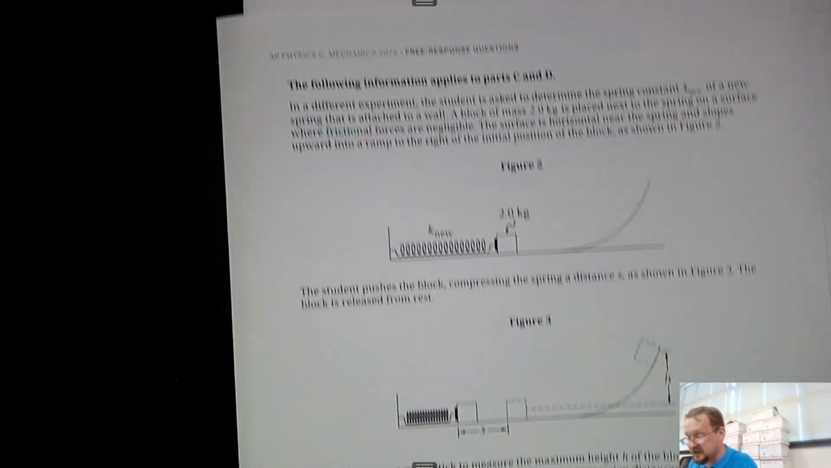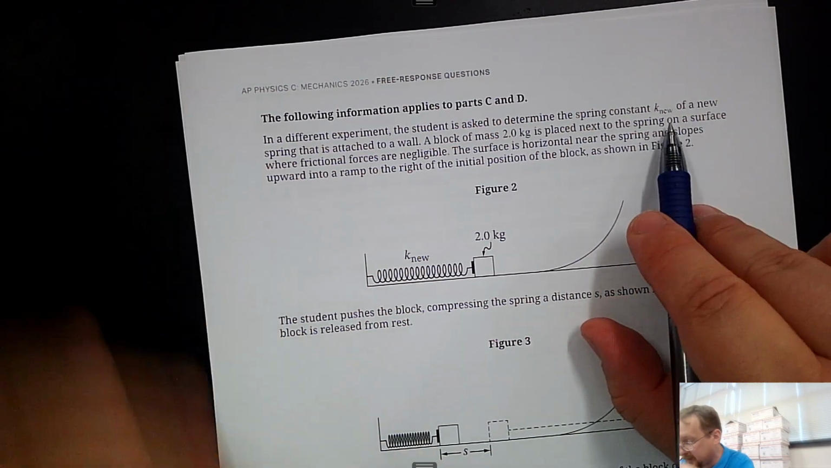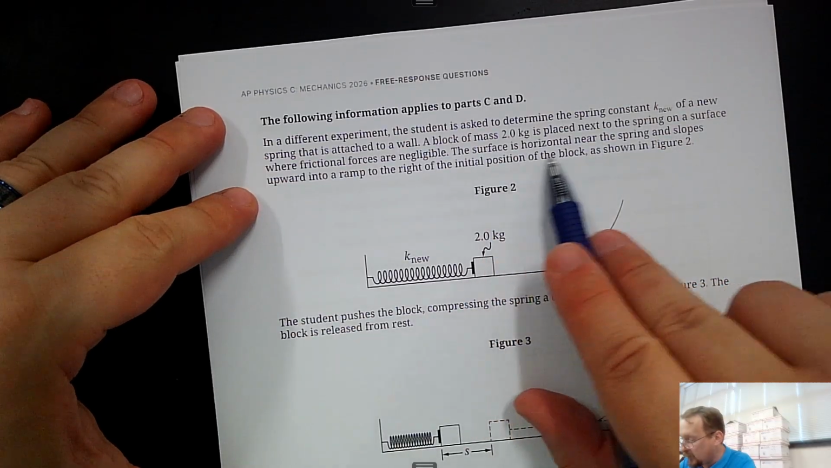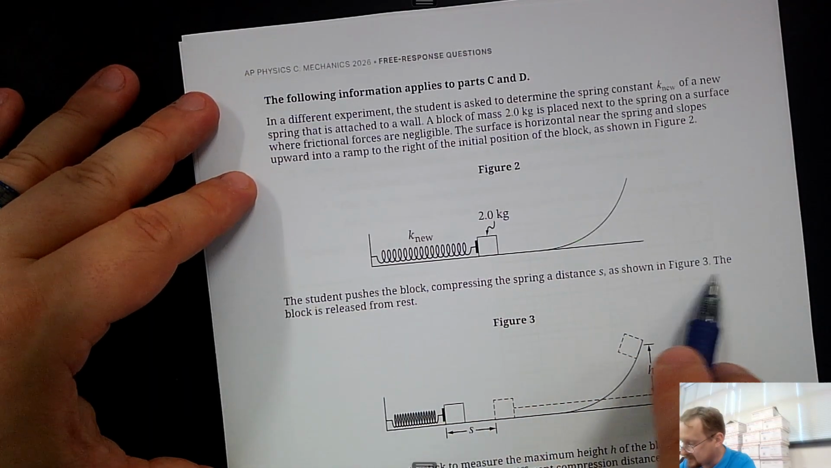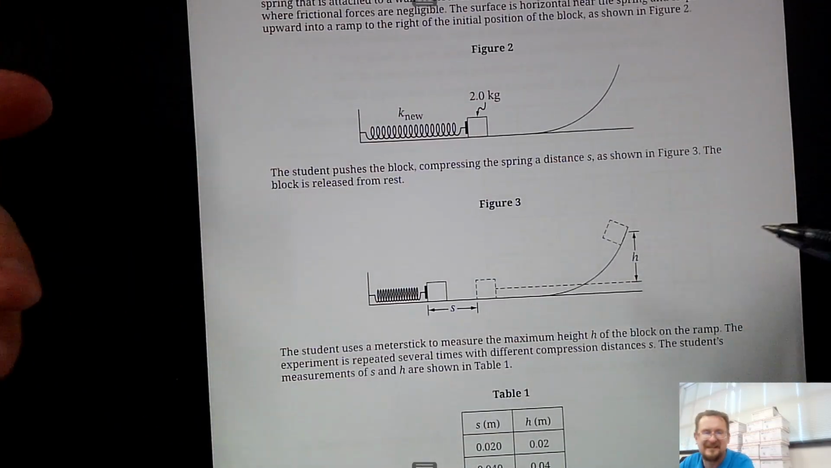Get a spring constant. In a different experiment, the student is asked to determine the spring constant of a new spring that's attached to the wall. The block has a mass of 2 kilograms. The surface slopes upward. The student pushes the block and presses the spring a distance s. The block is released from rest. It's basically the same procedure I had before.